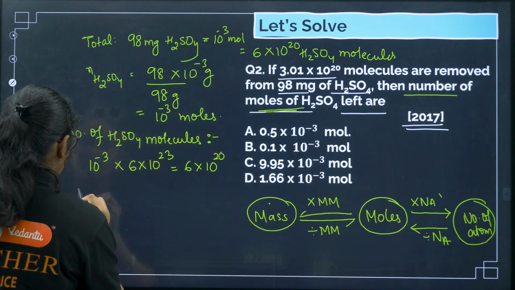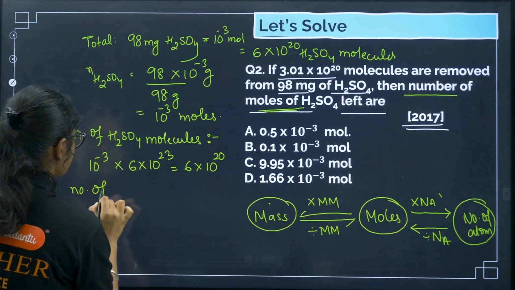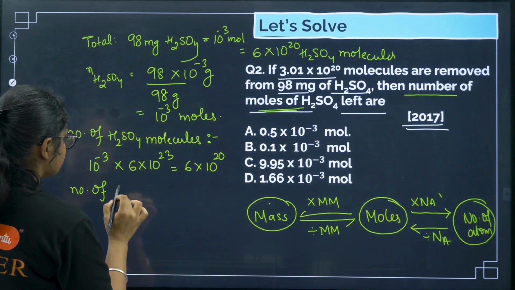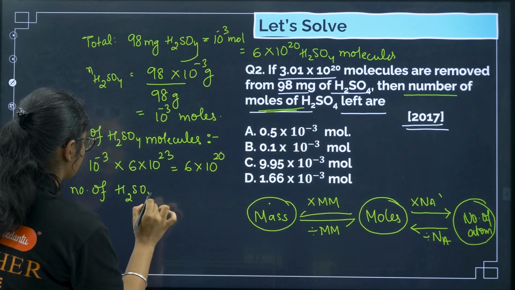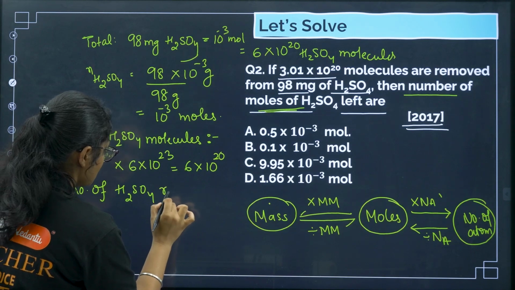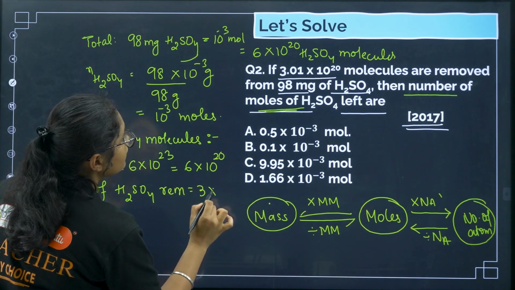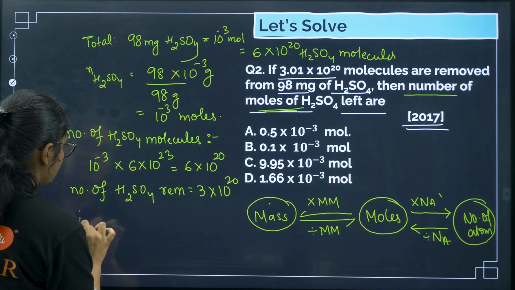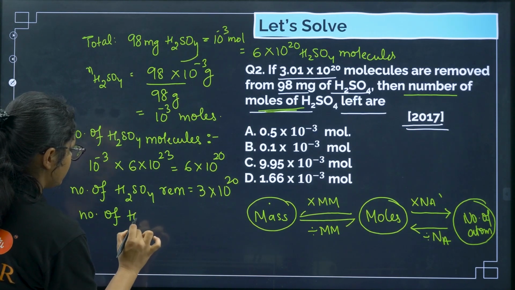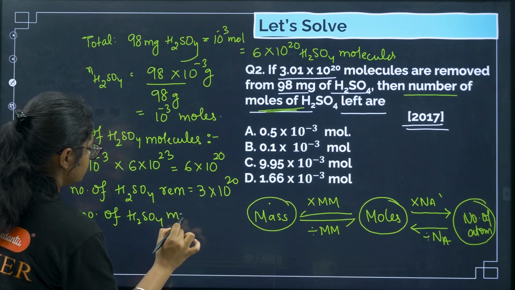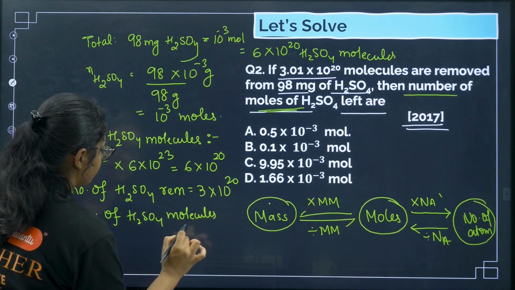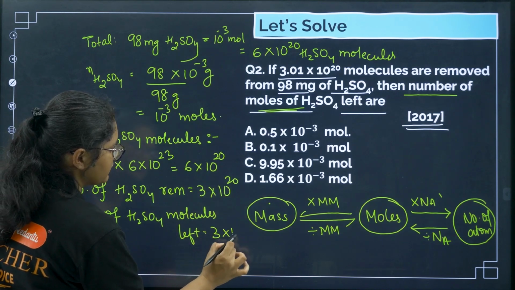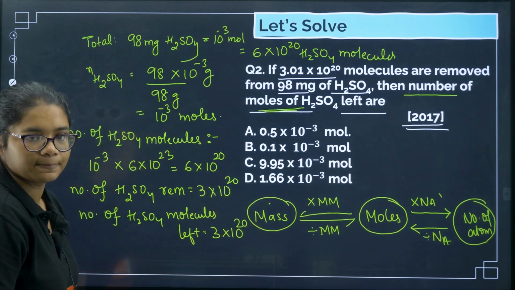First, let us see how many H2SO4 molecules are removed. Removed is 3 into 10 to the power of 20. I'm just taking 3 for easy calculation. Then the number of H2SO4 molecules left: 6 was the total, 3 is removed, so I am left with 3 into 10 to the power of 20.